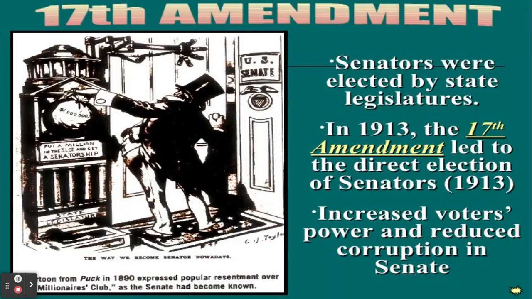But in 1913, this changed. The 17th Amendment allows for direct election of senators. That means you and me and everybody in our state go and vote for the senators. If we don't like them, we get to change them every 6 years or so. And that really reduces the corruption in the Senate because the senators have to answer to the people, not the purse.